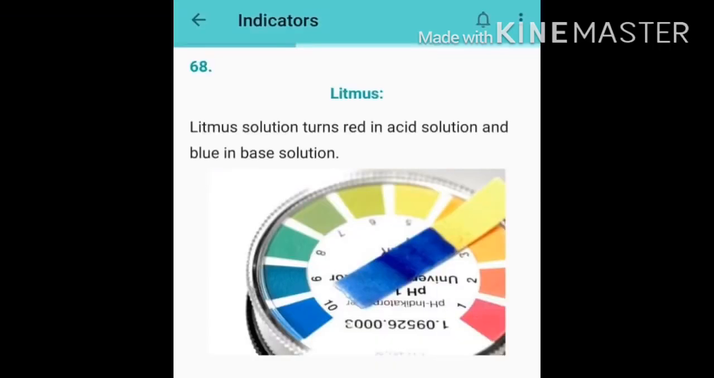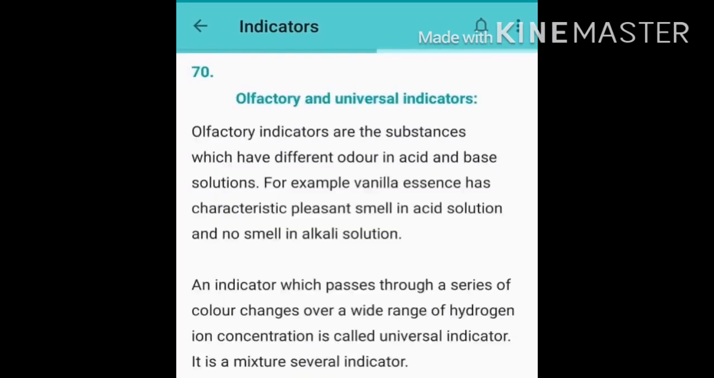Litmus is a natural indicator. It turns red in acid solution and blue in base solution. Olfactory and universal indicators. Olfactory indicators are the substances which have different odor in acid and base solutions. For example, vanilla essence has a characteristic pleasant smell in acid solution and no smell in alkali solution. An indicator which passes through a series of color changes over a wide range of hydrogen ion concentration is called a universal indicator. It is a mixture of several indicators.